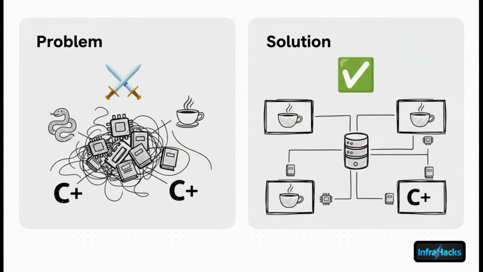But now look at the right side. With containers, it's completely different. Each app gets its own little bubble, its own guaranteed slice of the pie, even though they're all neighbors living on the exact same machine.